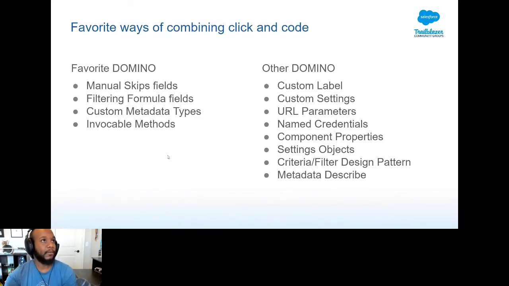So some of my favorite ones are manual skips. These are just fields on a record where you can say, I don't want this to apply, so we're going to skip over it. We've got things like formula fields, which are obviously configurable inside of your org. You can change some values around and then make it work, or change ranges, change values, and those selections will be different. Custom metadata types, which work kind of like records. If you haven't seen them, we'll go through those.